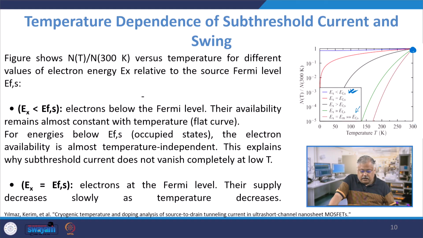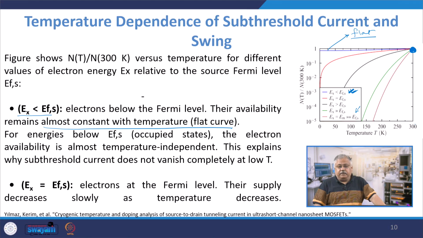Now, as you can see here, when Ex is much less than EF of S, the availability remains constant across temperature. The blue curve is almost a flat curve, implying that N(T) by N(300) still remains 1 at very low temperature, and it does not change provided the energy is much smaller compared to the Fermi level energy of the source side.